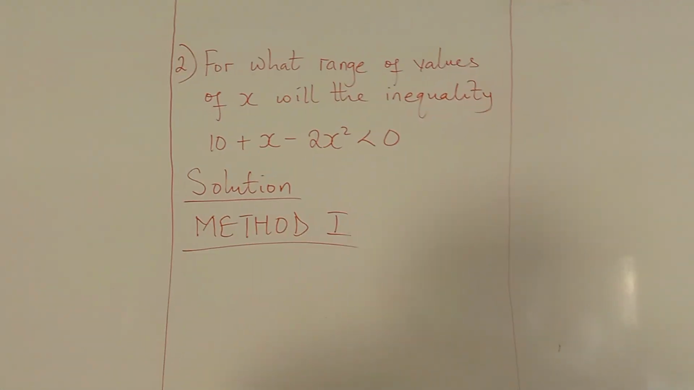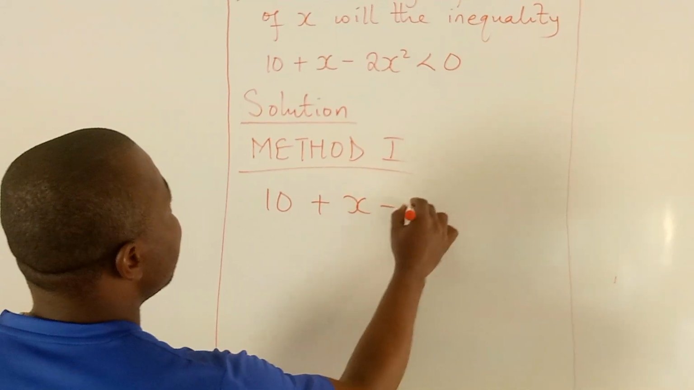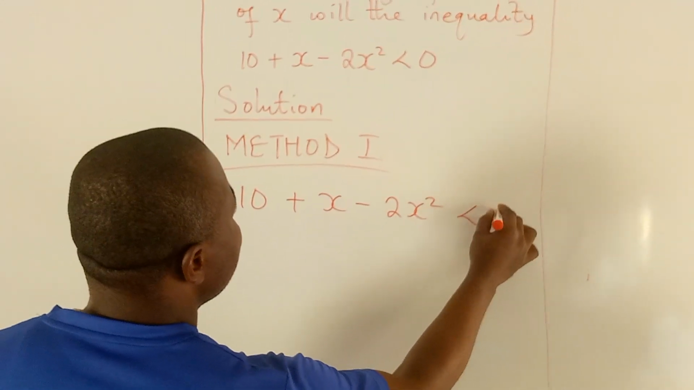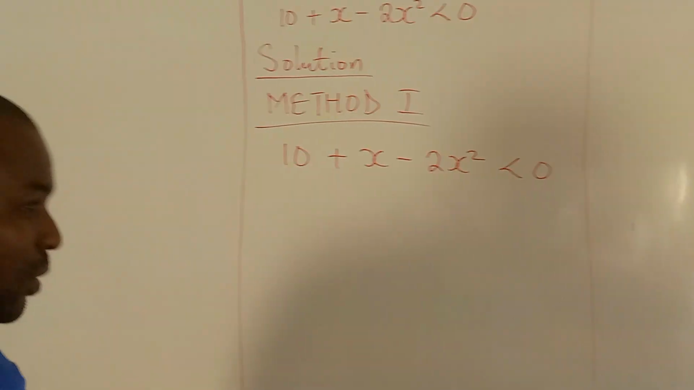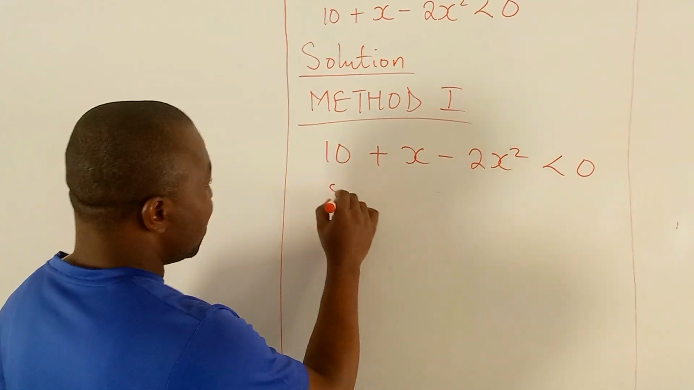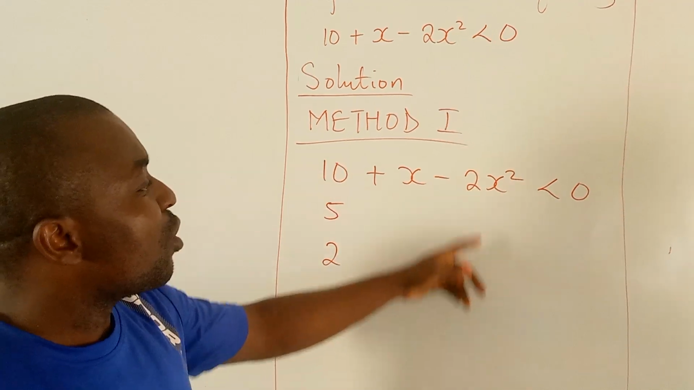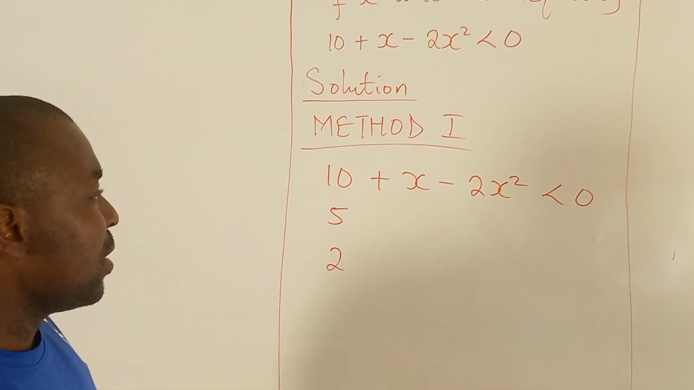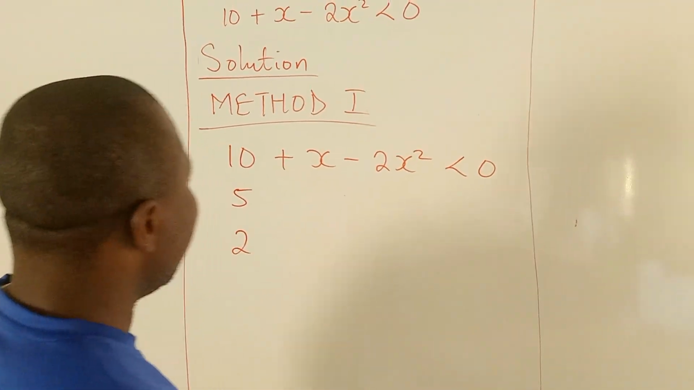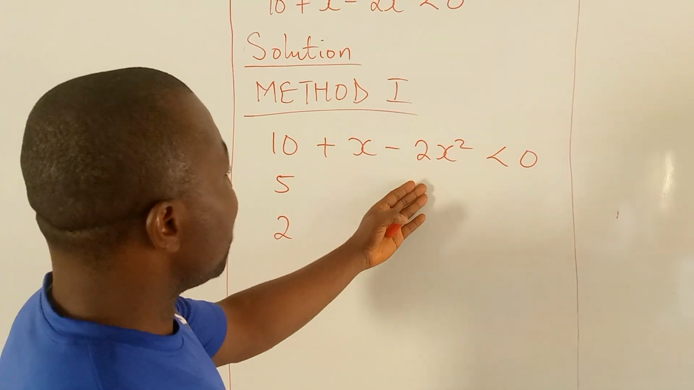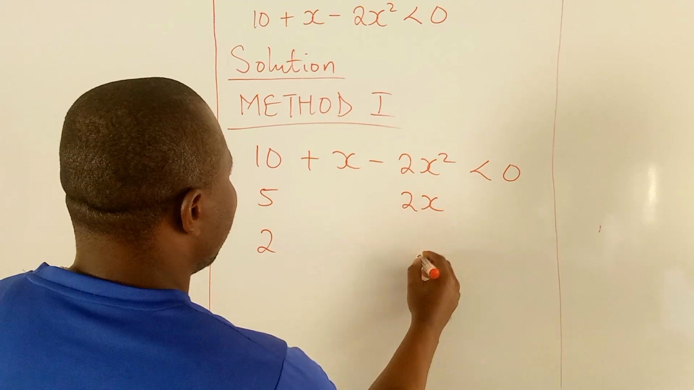So method 1. Think of two factors that when you multiply, you have 10. There are many factors. The two factors we are going to consider here are 5 and 2. Think of two factors that when you multiply, you have minus 2x squared. There are also many factors. The two factors we consider are 2x and x. But the question is, where will you place 2x? Where will you place x? So you place 2x here and place x here.